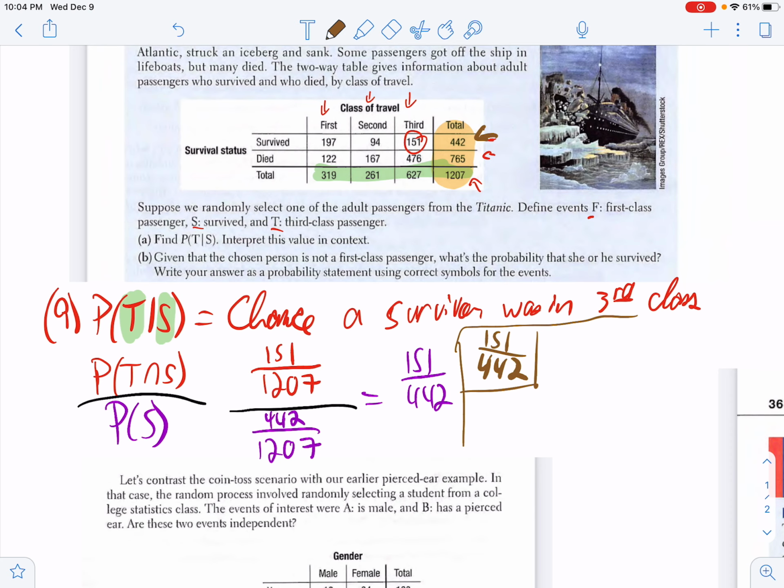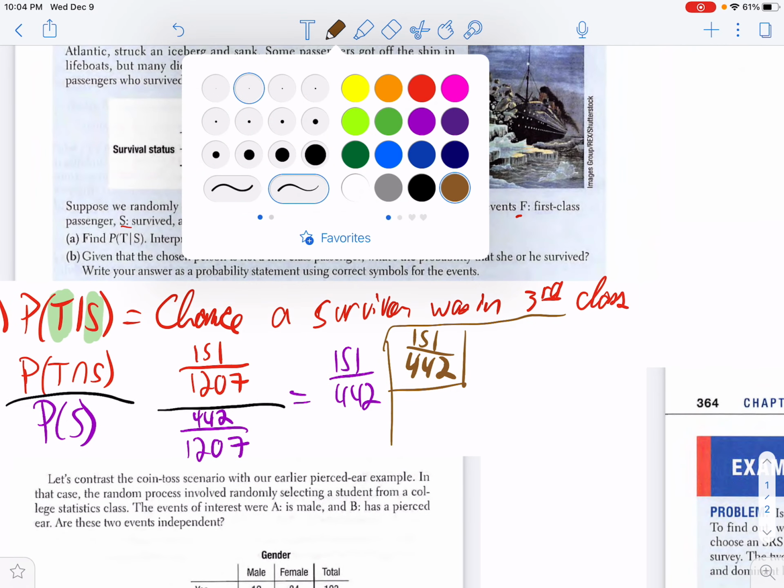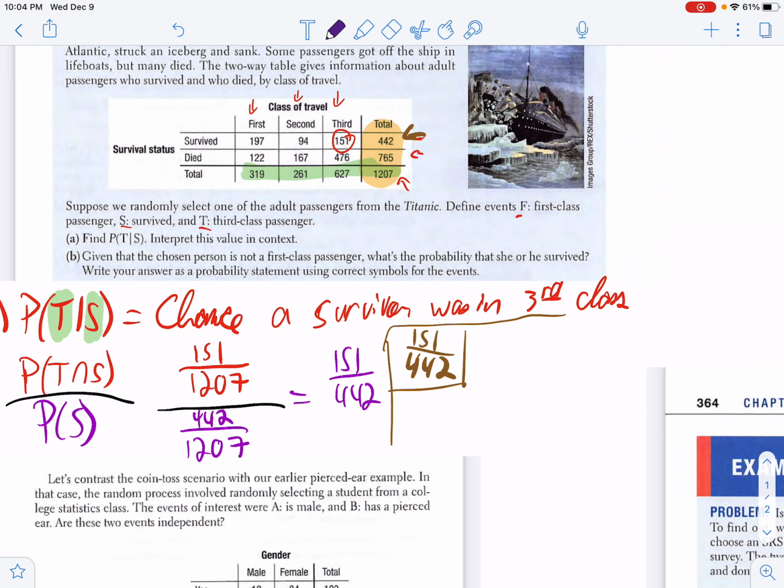All right. So now again for question B, which I'm kind of running out of room here. We want to know that given our person was not in first class, what is the probability they're a survivor? So this is B. It's a probability question. We know they're not in first class. F is first class, so we're given that they're not in first class. We want to know what's the chance that they're a survivor.